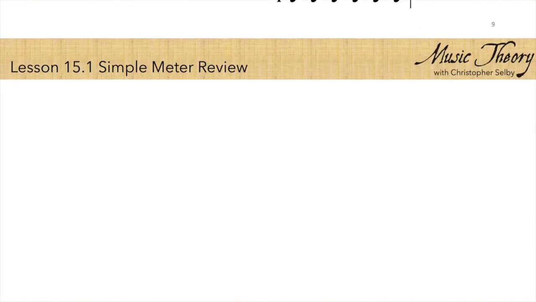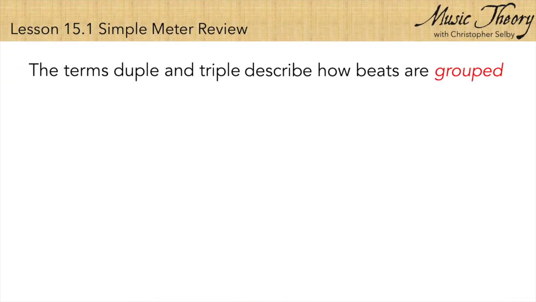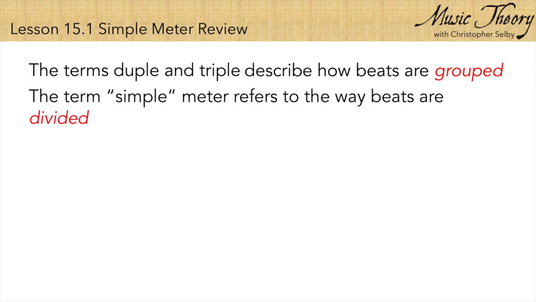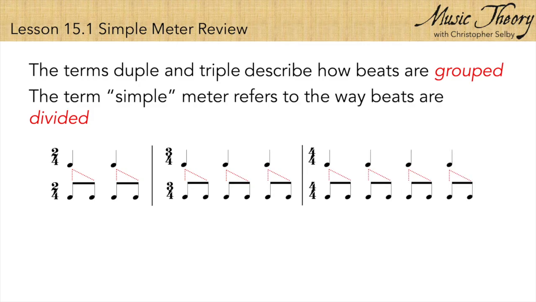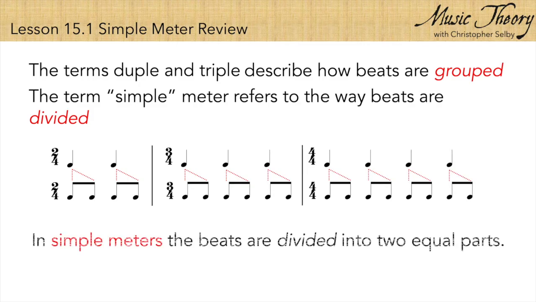These meters, duple and triple meter, describe how the beats are grouped. The term simple meter, however, refers to the way that beats are divided. For example, in 2/4, there are 2 quarter note beats in the measure, and each beat is divided equally into 2 eighth notes. 3/4 and 4/4 are also examples of simple meter, in which the beats are divided into 2 equal parts.